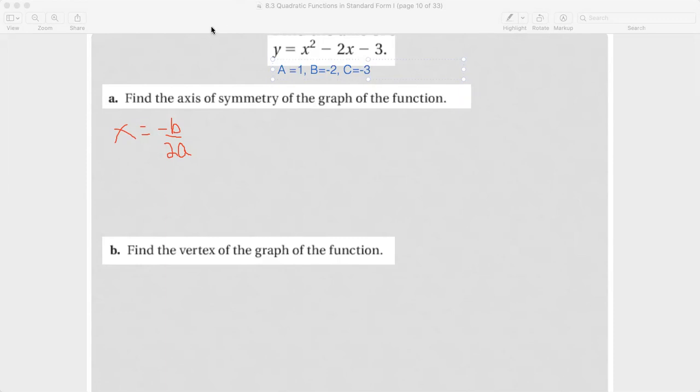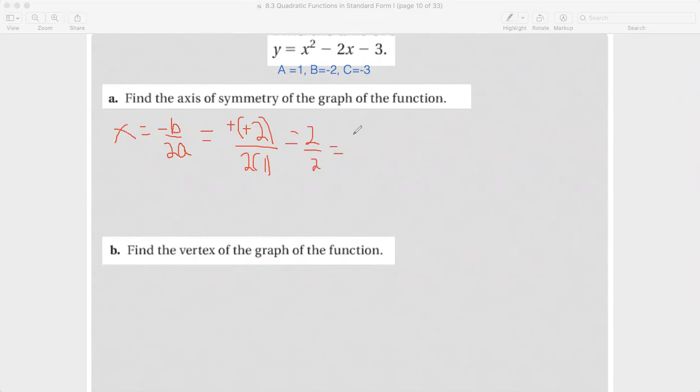Okay. Now we're going to go ahead and plug this in. So it'd be negative. And now look, b is also negative. So be very careful with double negatives. Okay, don't lose them. All over 2, and then a is just a 1. All right, well, 2 negatives make positive. So then that's going to turn into 2 over 2, which is a 1.